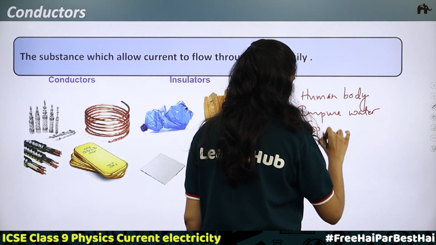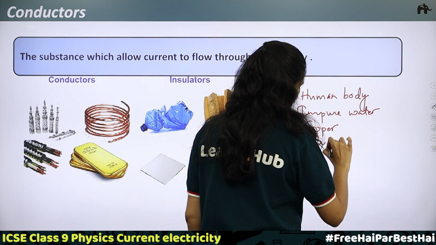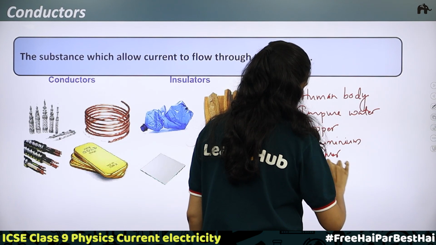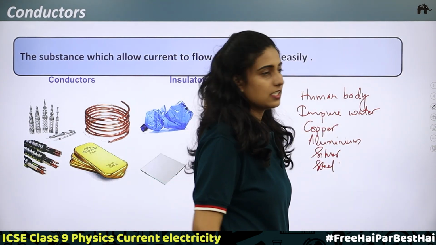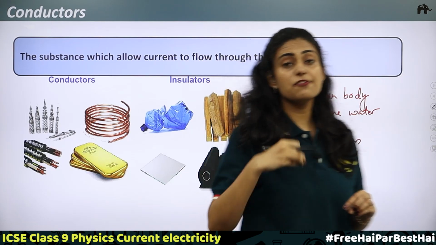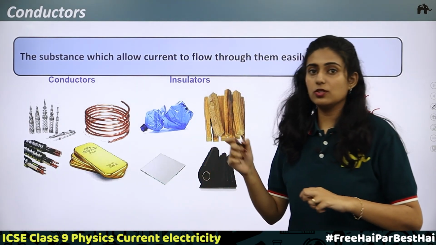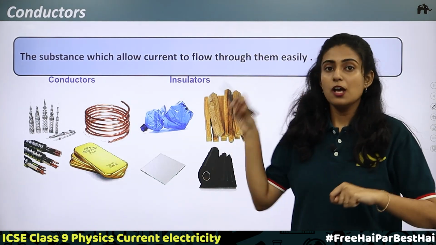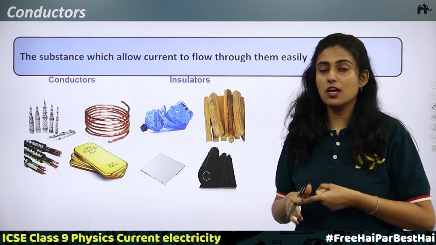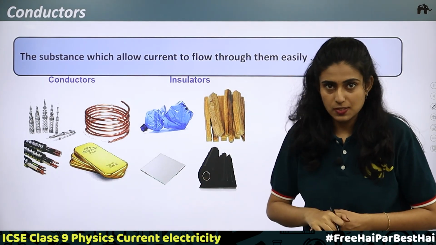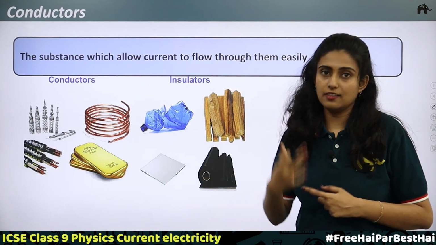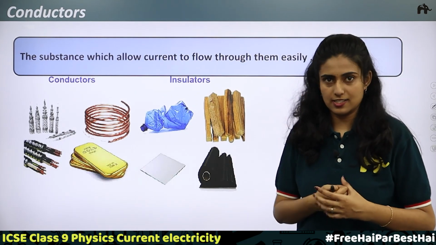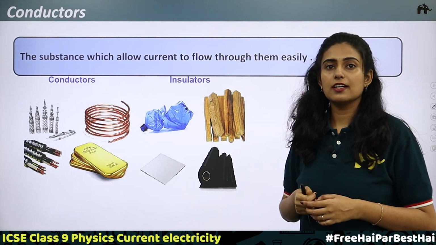Next, copper. Metals, mainly metals. Copper, aluminium, silver, steel. All these are conductors of electricity. When you take the case of these, you can see free electrons present. We know that electrons move in one direction and current flows in the opposite direction. So free electrons should be present for the conduction of electricity. When you take the case of insulators, there are no free electrons present, so they cannot conduct electricity. In the case of conductors, there are free electrons present and free electrons help to conduct electricity.